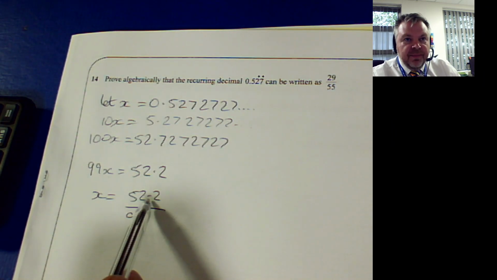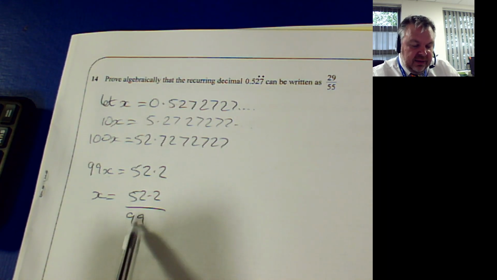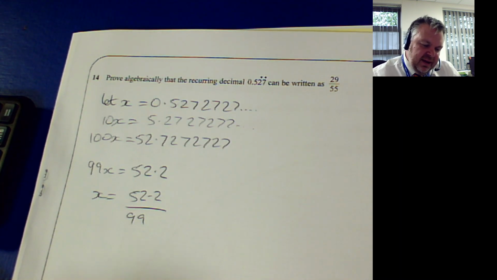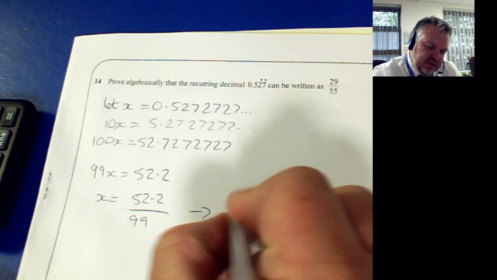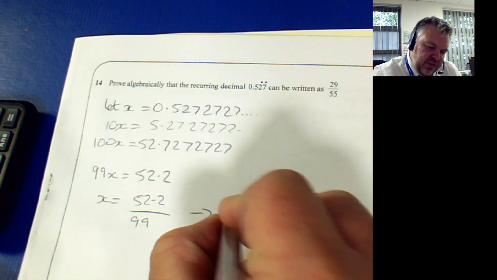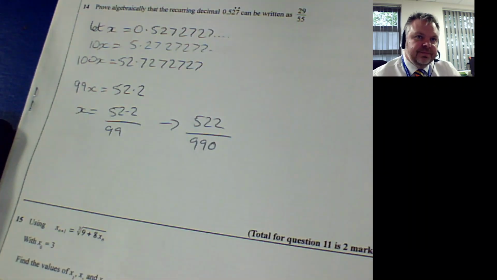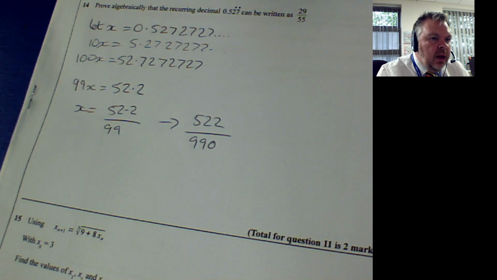We never have a mixture of decimals and in a fraction, so I'm going to times both sides by 10, and that will give us a sensible answer. So 522 over 990. And there's no space to put my answer, so we're good to go. Okay.